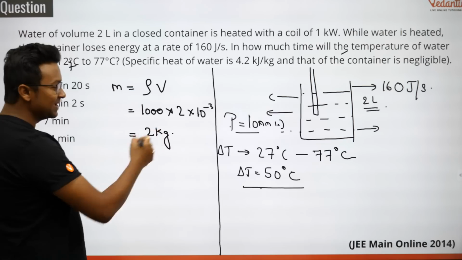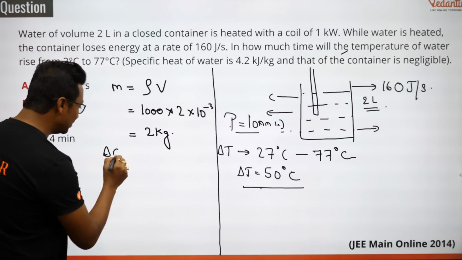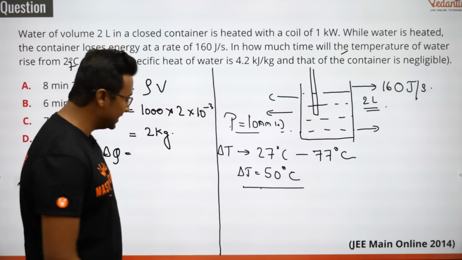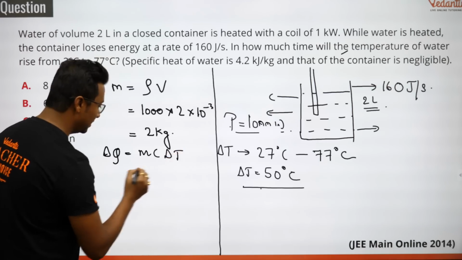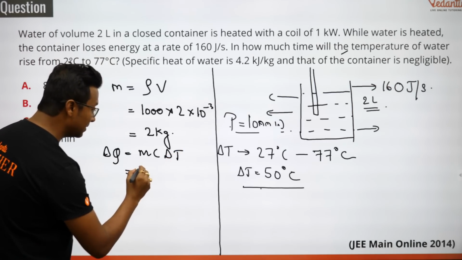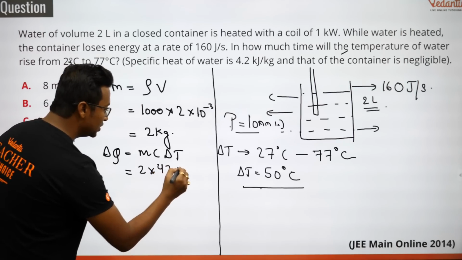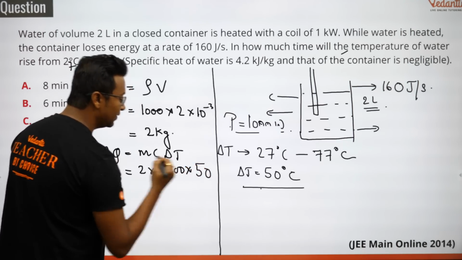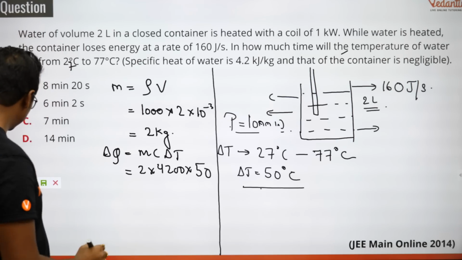So that mass is equal to 2 kg. Then delta Q, that is the heat required in order to go from 27 degrees to 77 degrees, is going to be equal to m c delta T, which is nothing but the mass, 2, times 4200, and the change in temperature is 50. Clear?